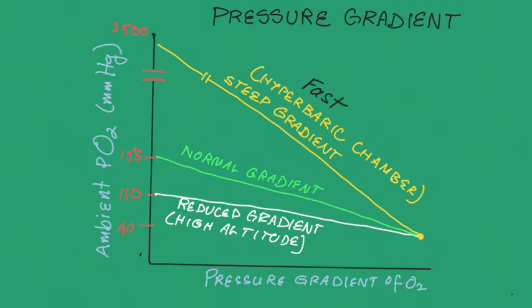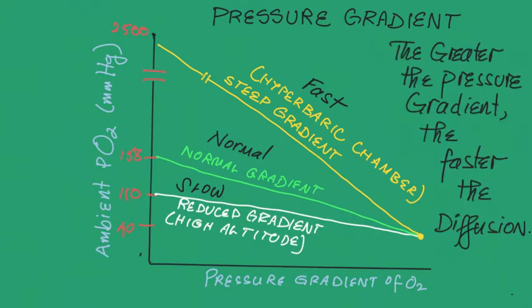So when the gradient is steep, the diffusion of oxygen is very fast. At a normal gradient, the pace of oxygen diffusion is normal, and at a reduced gradient, the pace of oxygen diffusion is slowed down. So here's a recap. The greater the pressure gradient, the faster the speed of diffusion.